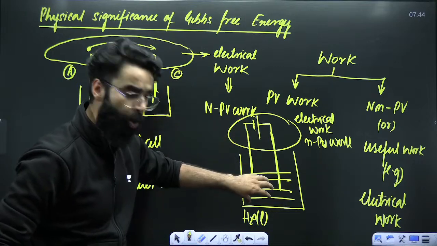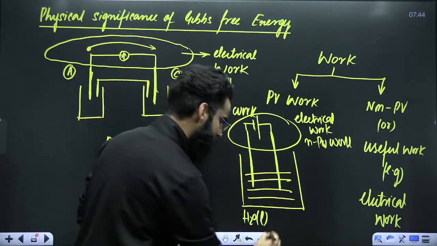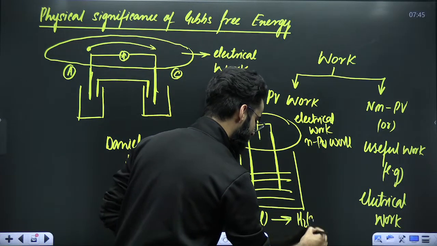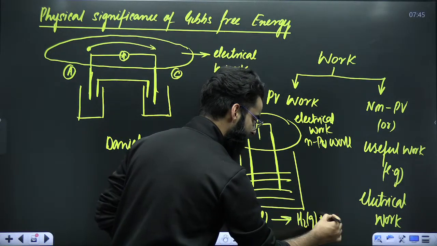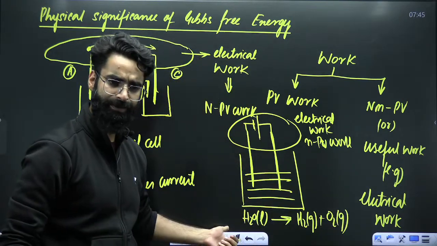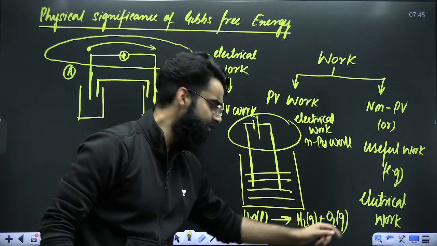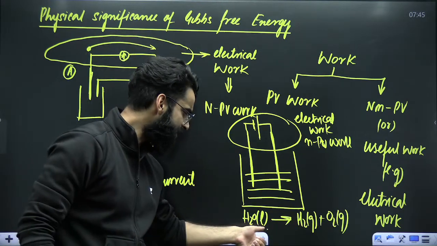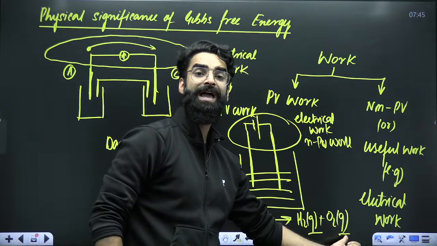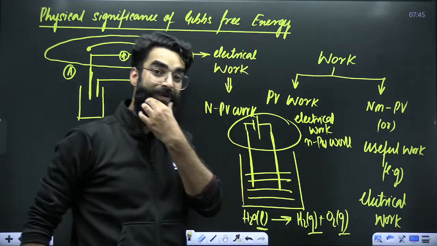And when current goes into the water, electrolysis of water will happen. Water will get converted into H2 gas, and you'll be getting O2 gas as well. During the electrolysis of water, H2 gas and O2 gas will be produced. On the reactant side, you have got liquid. On the product side, you have got gas. So liquid is getting converted into gas. Expansion is happening. Which expansion is this?